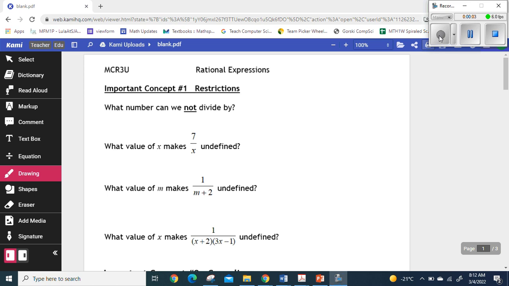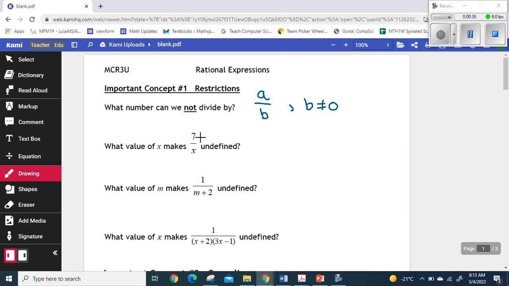Today we're going to look at restrictions and canceling for rational expressions. So whenever we have a rational, remember that just means it's a fraction, right? So a fraction is just a number over a number. And we know that there is a number that exists that we cannot divide by, right? That bottom number can never be equal to 0. So if our bottom number is going to become 0, then we would call that a restriction. That would be when the function is undefined. It's not allowed. You can't divide by 0.